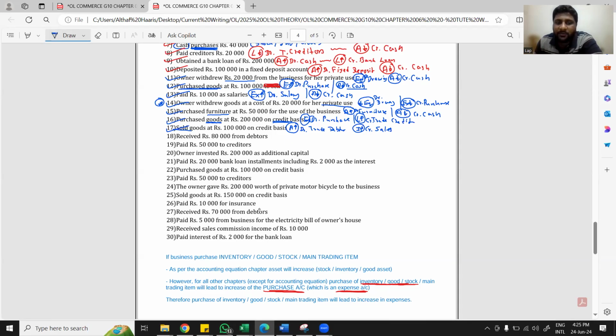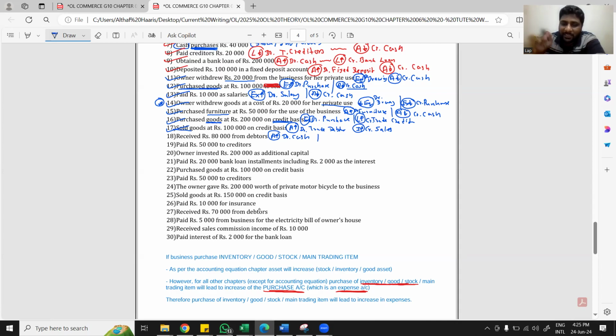Received 80,000 from debtors. Debtors, what do they give you, people? They will give you cake or biscuit or chocolate or toffee? What will they give you? They will give you money, cash. So your cash is increasing. Cash asset is increasing. Asset increases debit. And now there is no point of keeping that 80,000 amount in their accounts. I have to increase their accounts or decrease their accounts.